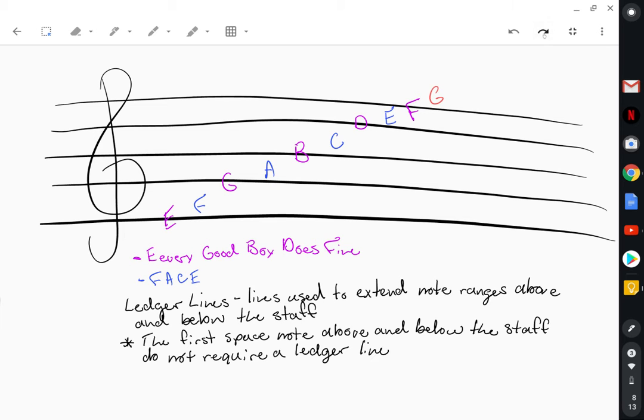So if we look at where D would be on our staff, here's where we are. Remember, when we're going up, we're ascending in alphabetical order. But if we're going down, we're going backwards in the alphabet. So the letter that comes right before E is D, and that's how we get that note.